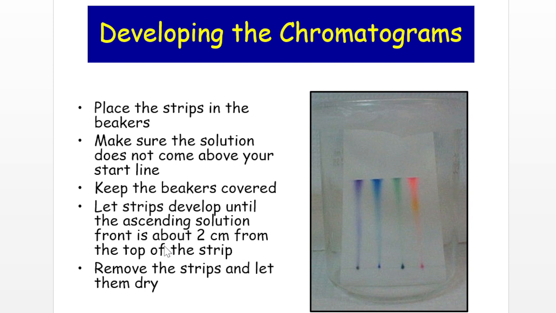Developing the chromatograms. Place the strip in the beaker, which is actually shown here. Make sure the solution does not come above your start line. Let's suppose this is the solution and this is my start line. So make sure that this solution does not come above or touch this start line. Keep the beaker covered. Let the strip develop until the ascending solution front is about 2 centimeters from the top of the strip. Remove the strips and let them dry.